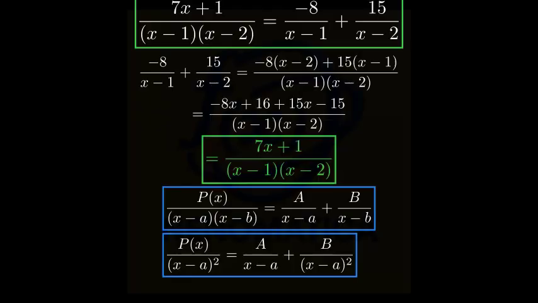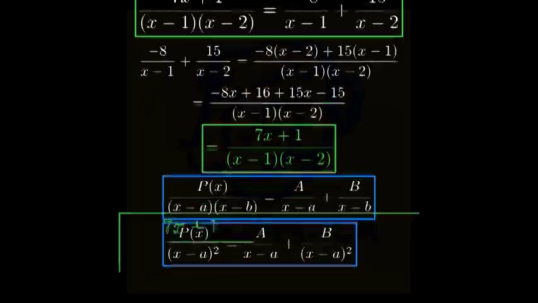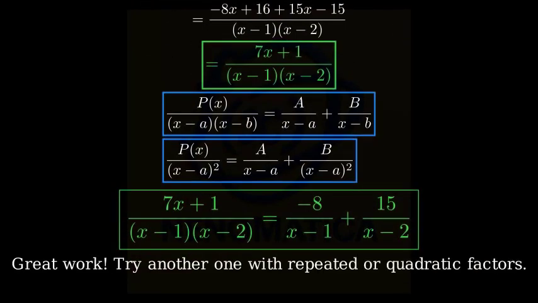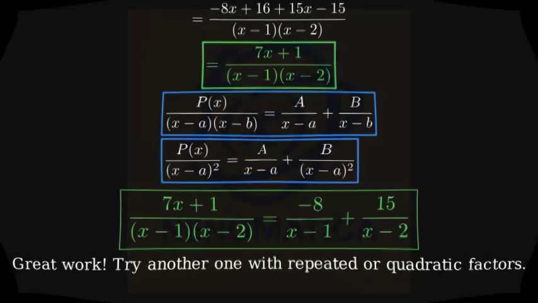Here are two common patterns to remember. Final answer. The partial fraction decomposition of (7x plus 1) over (x minus 1)(x minus 2) is negative 8 over (x minus 1) plus 15 over (x minus 2).